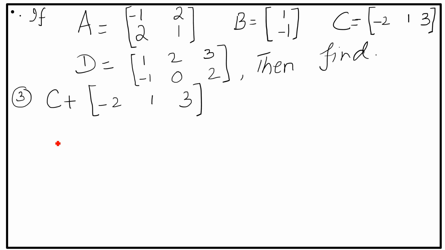Third is C plus this matrix. So C is minus 2, 1, 3. And the other matrix has the same elements. So we can say C plus C as well.